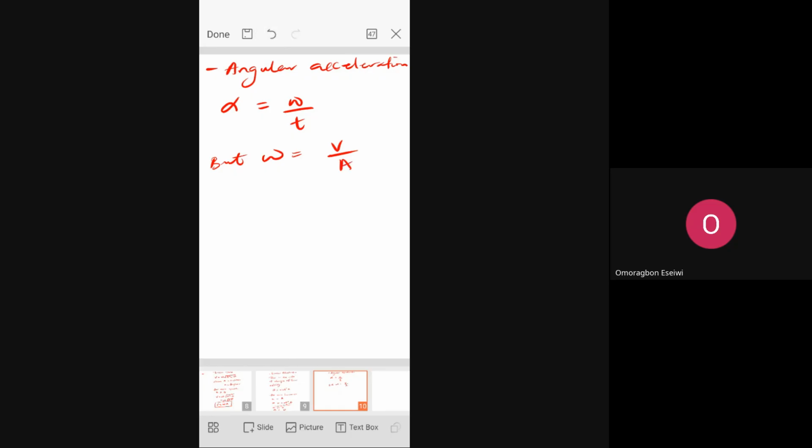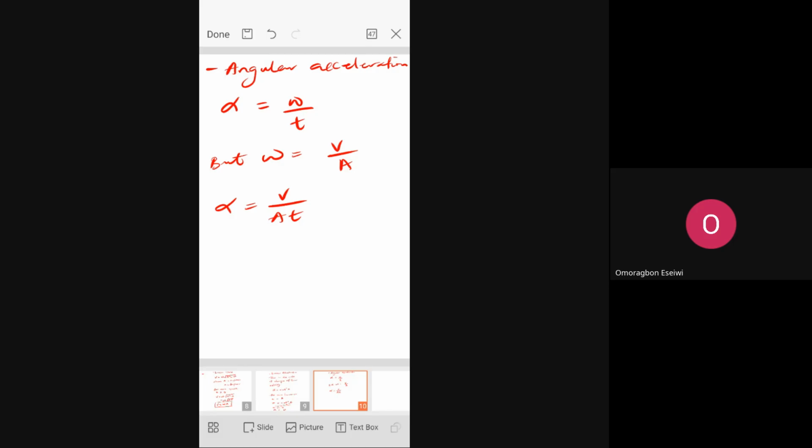You understand that? So this omega can be V all over A, where A is nothing but your amplitude. Don't forget that. So if I can write this as V all over A, it means that I can substitute V all over A into this equation. I have that alpha, which is my angular acceleration, can be written as V all over AT. Do you understand that?